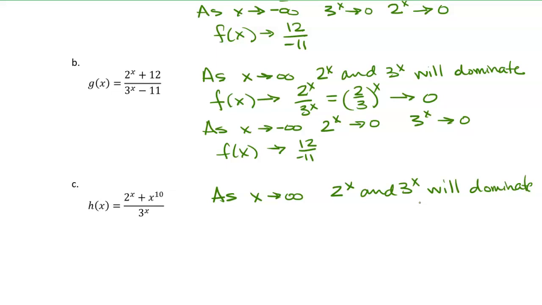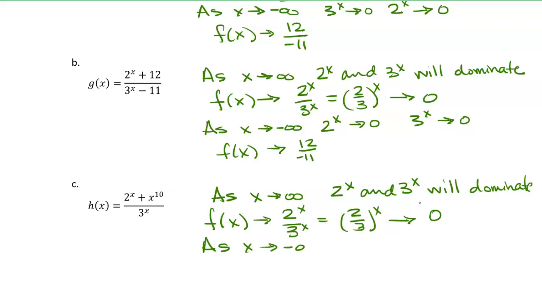So 2 to the x is going to grow a lot bigger than x to the 10th. And so that 2 to the x is going to dominate in the numerator. So f of x is going to look like, again, the same as before, 2 to the x over 3 to the x. And that's equal to 2/3 to the x. And that goes to 0 because 2/3 is less than 1. So it's decaying.